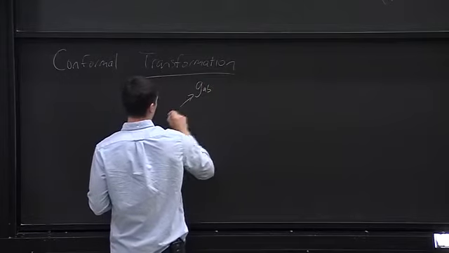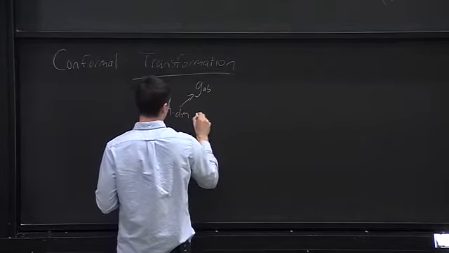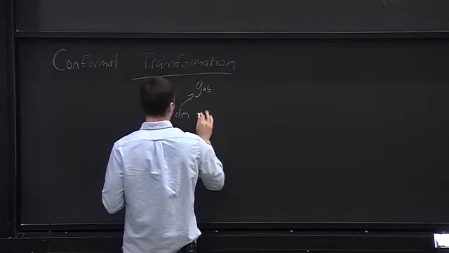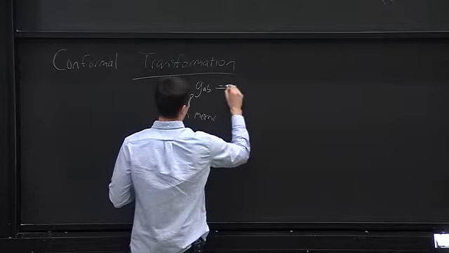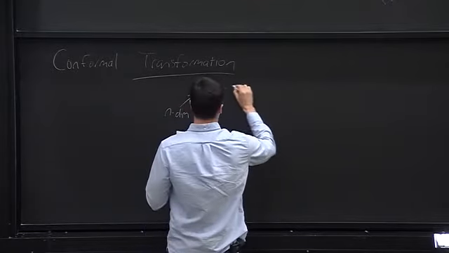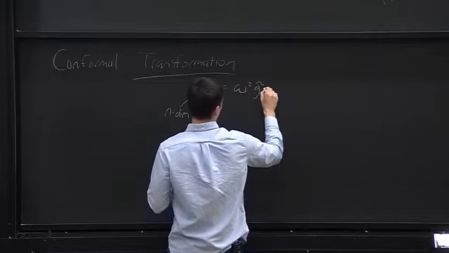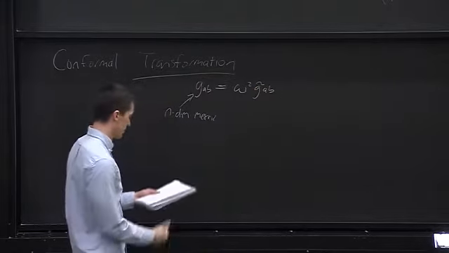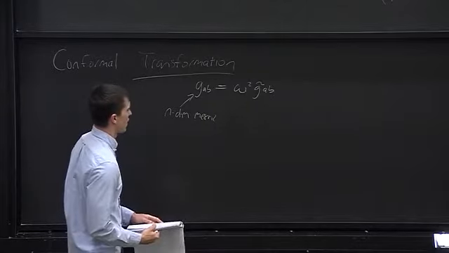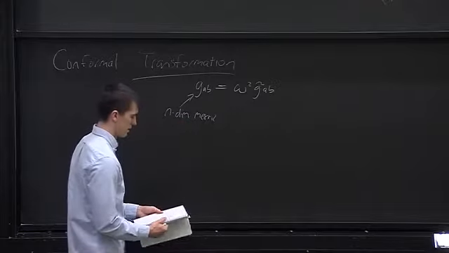Here, I'll first do the general case. This is just an n-dimensional metric, and it's conformally related to this metric G tilde. And we basically want to know how all our various geometric quantities transform.